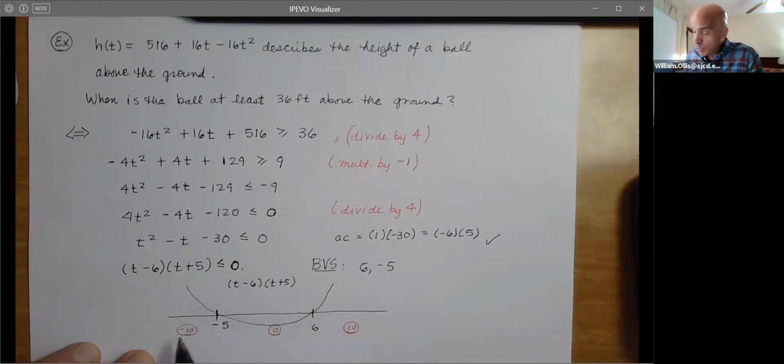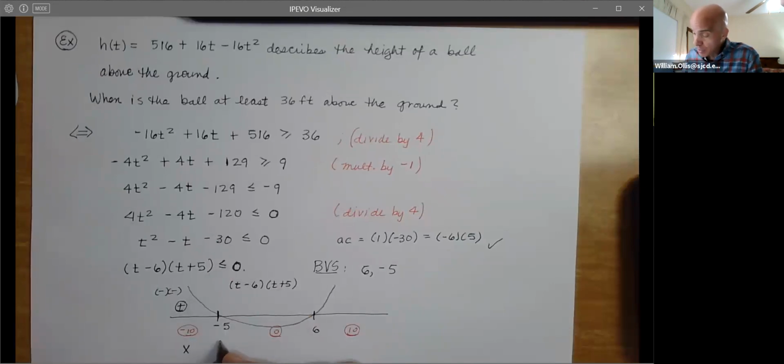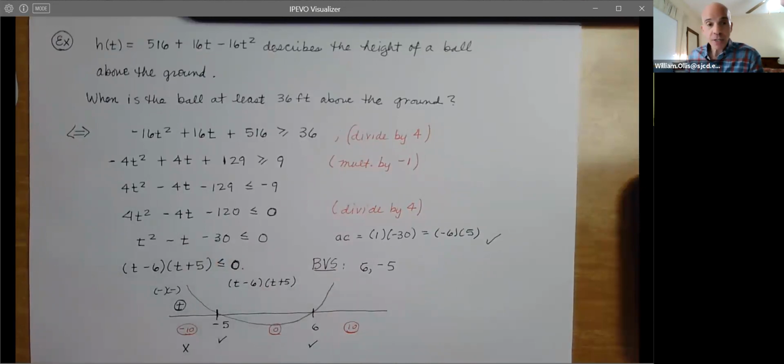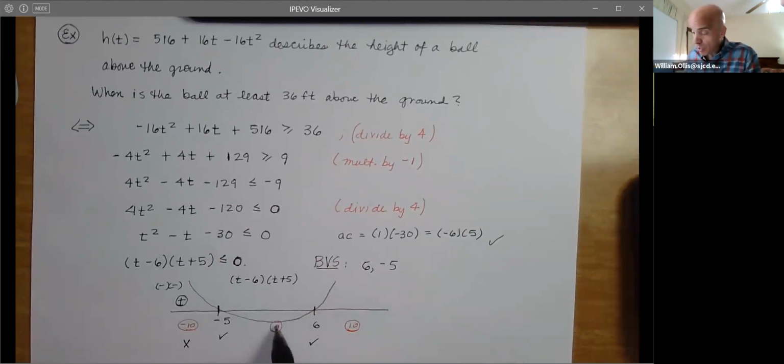So now when we substitute the negative 10, this factor is clearly negative. And the negative 10 here, it's clearly negative. So it does verify that this is above, that is positive. So that's no good. We could have gone ahead and put the x there now because we want less than or equal to 0. Of course, this makes the equation 0, and this makes the equation 0, so they get checks.